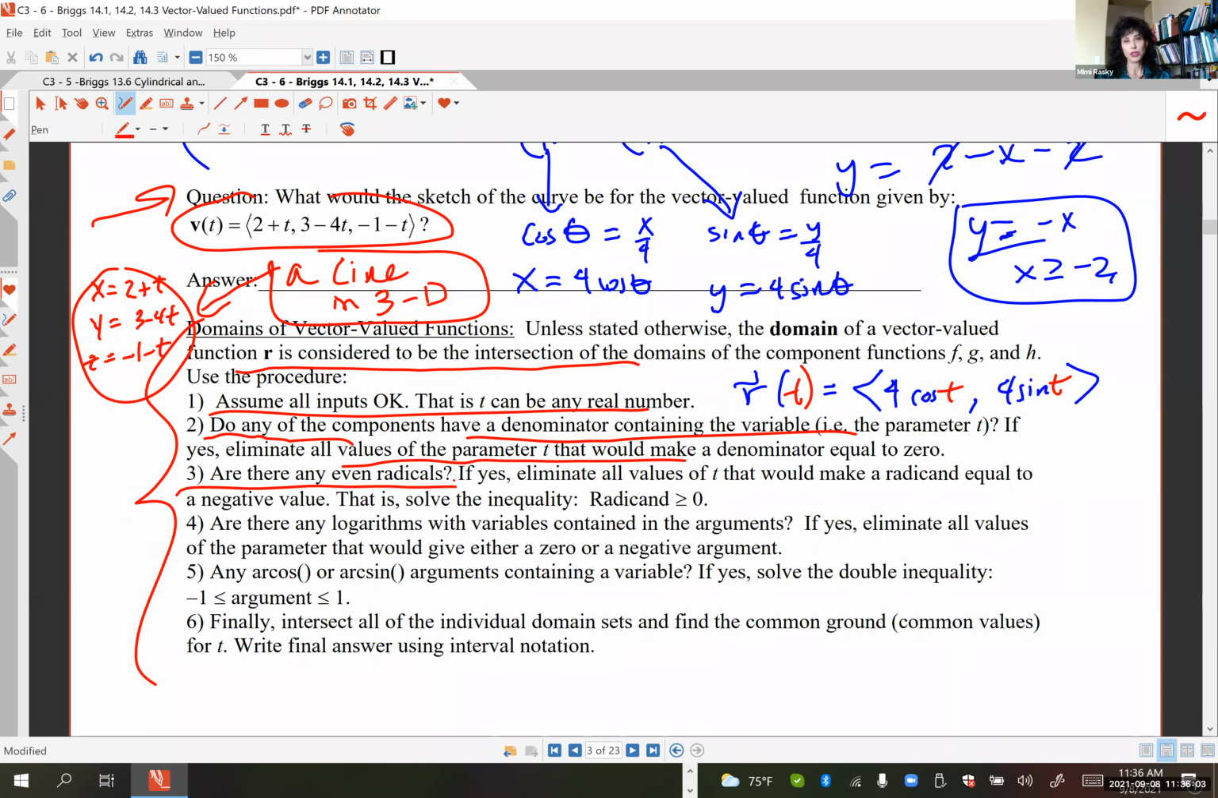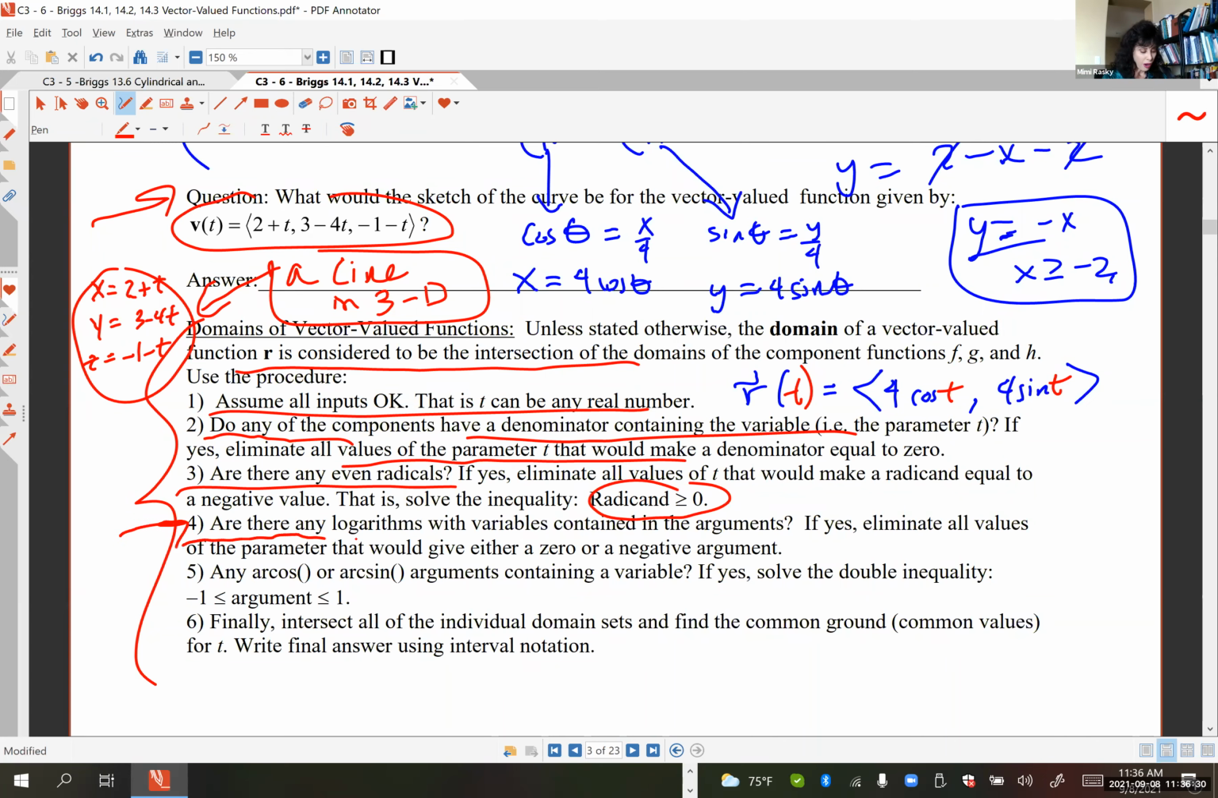Another thing we're going to have to restrict the domain for is, are there any components in your vector valued function that have square roots or fourth roots? Because you're not allowed to take the square root or the fourth root of a negative number. 0 is okay. Square root of 0, no problem, 0. So you would have to create an inequality where the radicand is greater than or equal to 0 and solve that to get the values of t that would be okay.